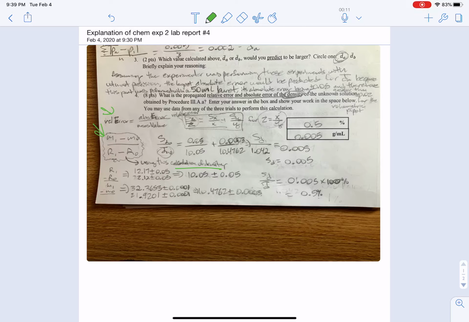And what they say is, what is the propagated relative error of the density of the unknown solution? Enter your answer in the box. You may use data from any of the 3 trials to perform this calculation. So basically, you can just use the data from M1 and M naught, and then R1 and R naught.